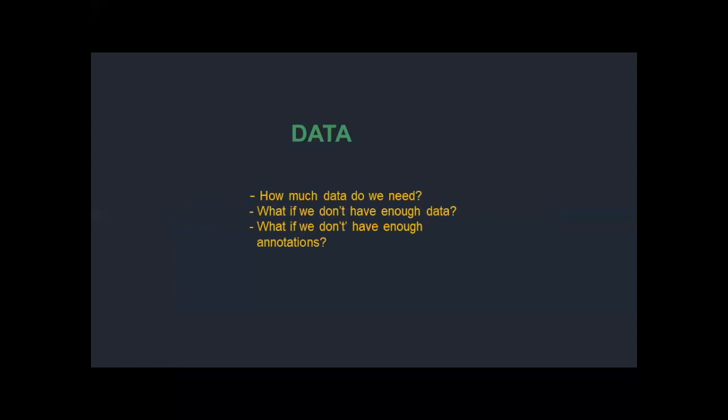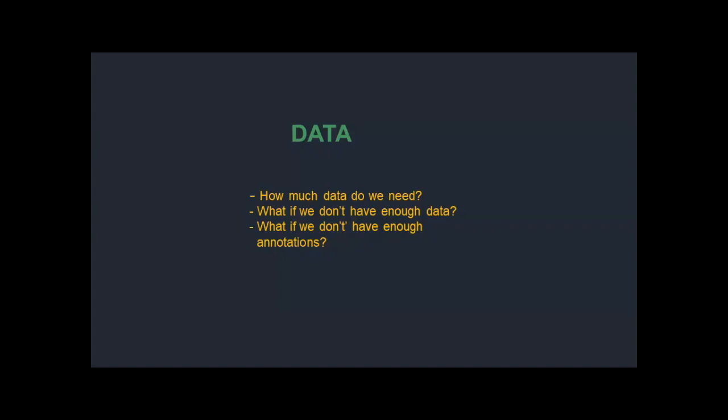What if we do not have enough annotations? Annotations mean that if we have them, then we can work in a supervised manner. We have predefined classes with us, and using these predefined classes, we can solve a problem. But what if we do not have these annotations? That means we are working in an unsupervised manner. Then how much data do we need? What if we do not have enough data? So these are the 3 concerns we talked about.